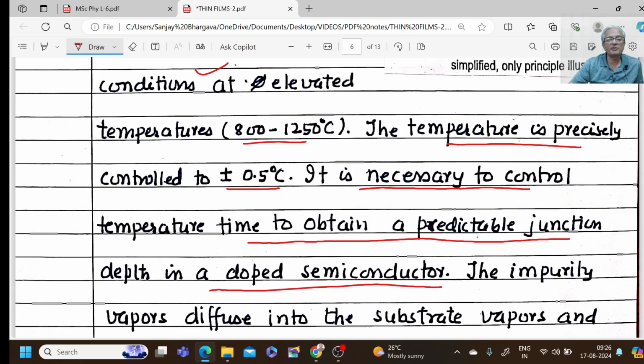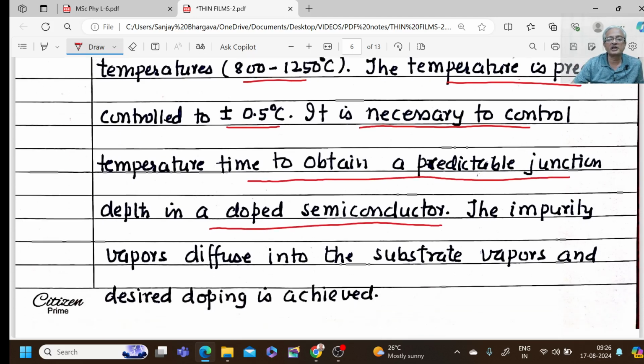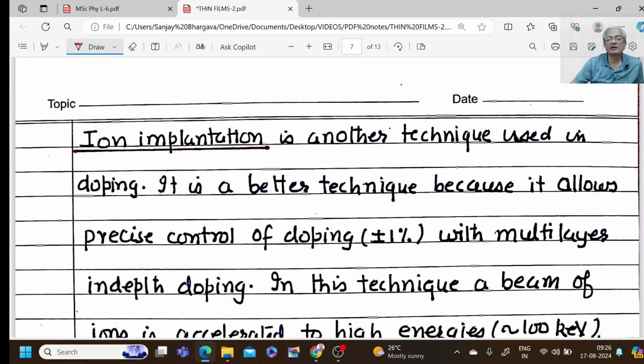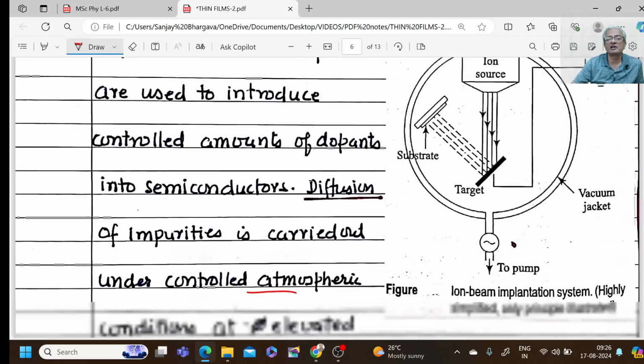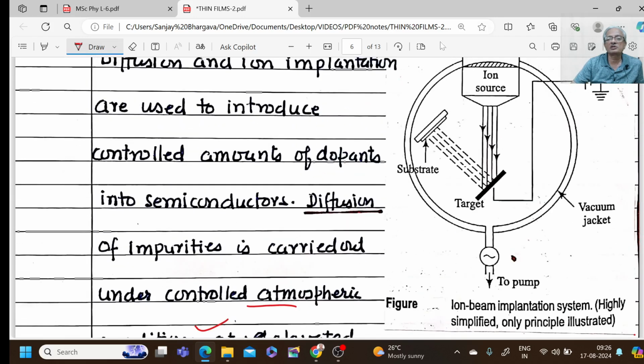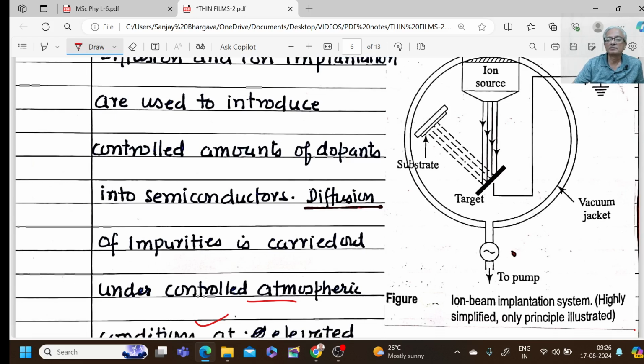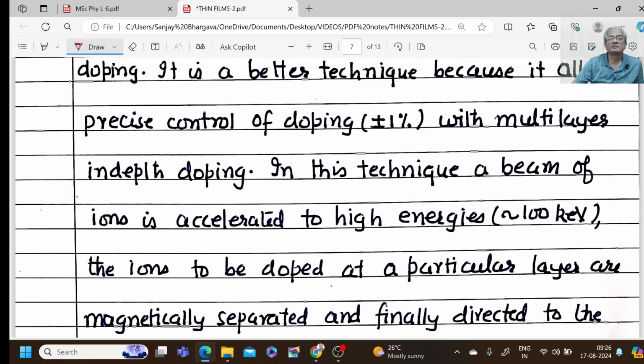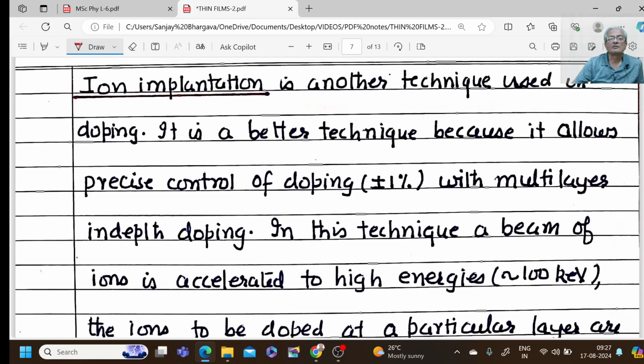The impurity vapors diffuse into the substrate and the desired doping is achieved. Another technique is the ion implantation technique, whose figure is just shown here. So we have an ion source, we have a vacuum jacket, we have a substrate here. This is the target. The ions bombard the target and the vapor is produced, which is then deposited on the substrate. Ion implantation is another technique used in the process of doping.